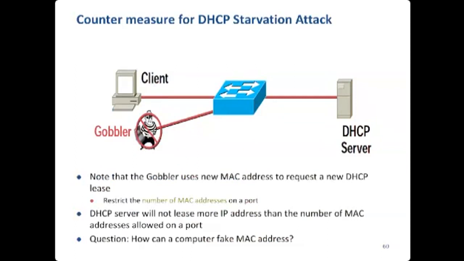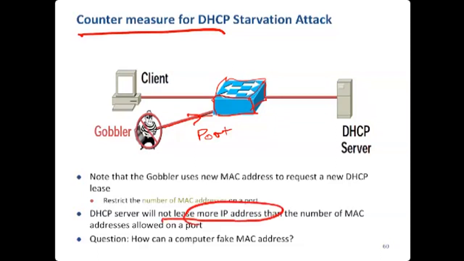Okay, then what is the countermeasure for this? If requests are coming on a port of the switch, then don't allow many such requests, right? Don't lease more than a few IP addresses, maybe 3 or 4 or whatever. Don't allow more than that. It means that if you do this restriction, then this gobbler or Mallory will not be able to grab all the addresses. And who can do this?